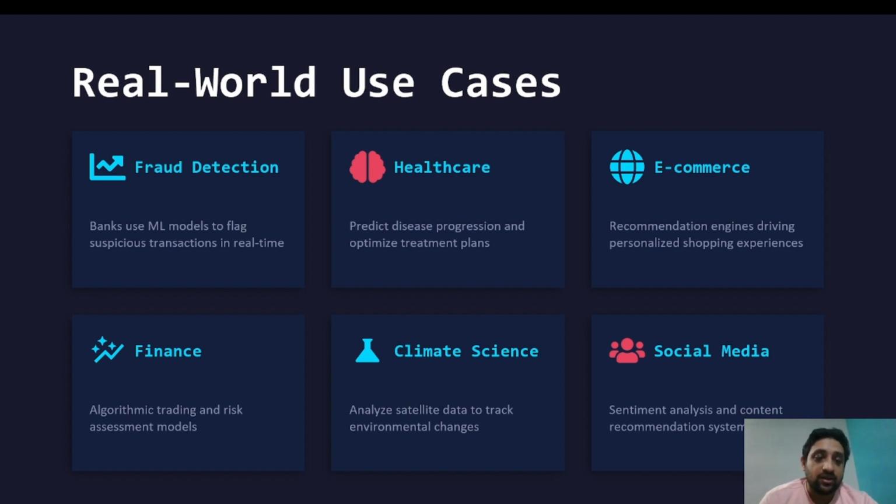In finance, algorithms are used for trading and risk management. Climate scientists analyze environmental data to study changes and predict future conditions. Social media platforms use sentiment analysis to understand user behavior and recommend content. These examples show how powerful data science can be in real life.